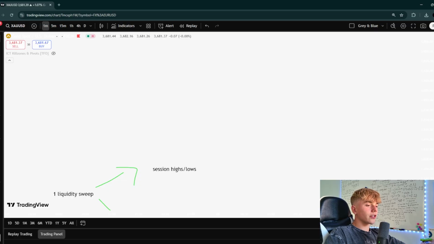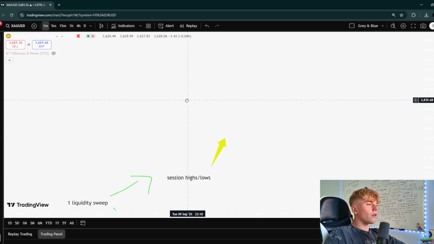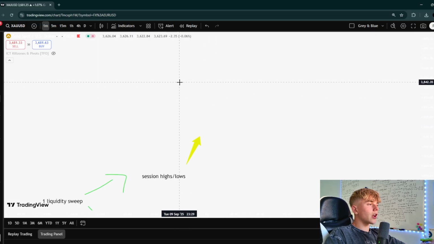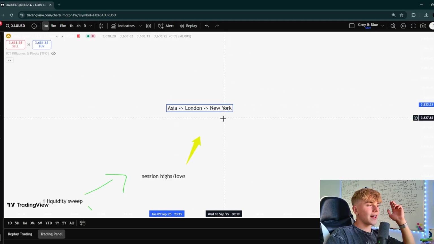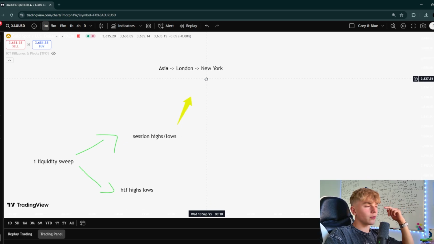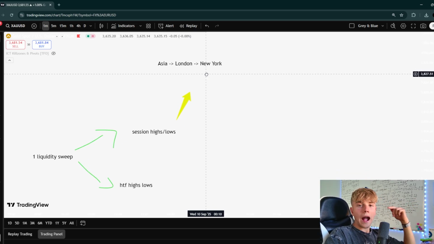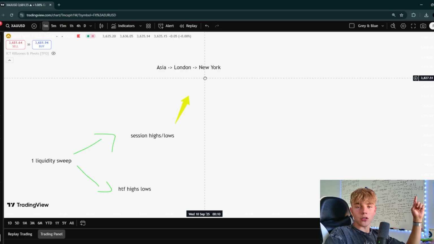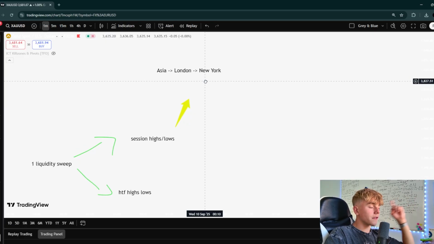So session highs and lows are very simply highs and lows from the previous session. So we have Asia session, which goes to London session, which goes to New York session. Now, if you don't understand anything about sessions, I made a full guide on trading all these sessions and what strategies to trade, how to trade them, how they move, and I'll leave that in the top right hand corner for you to watch now or after this video.